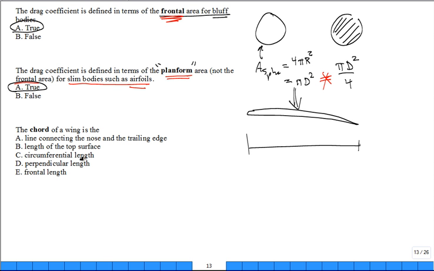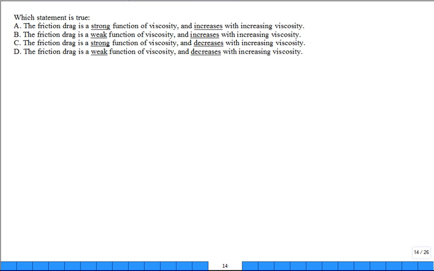The chord of a wing is the line connecting the nose and the trailing edge, or the length of the top surface. So I would actually do the length if it bowed up, get the length there. No. It's from the nose to the trailing edge. That's the chord. Okay? That's a straight line length. That's the chord of a wing. True? Which statement is true? I'm going to pause and let you chew on it for a minute and then come on with your answer.